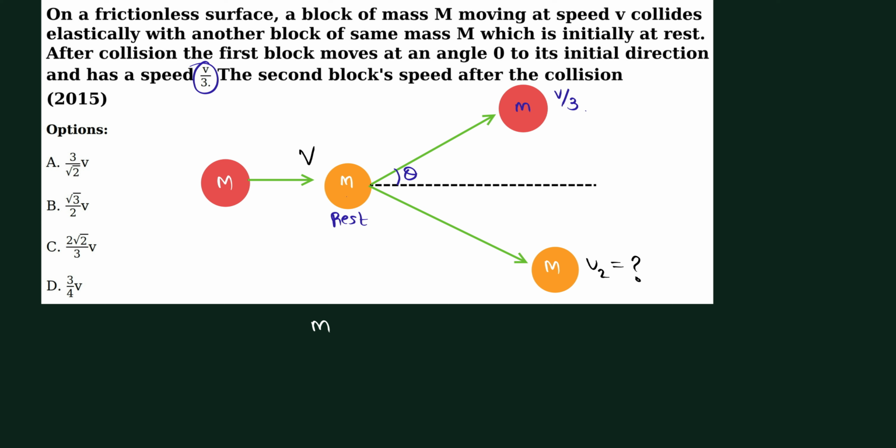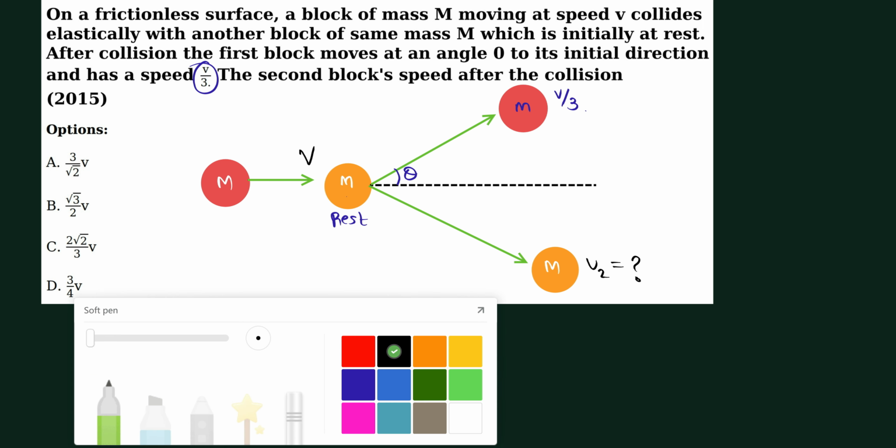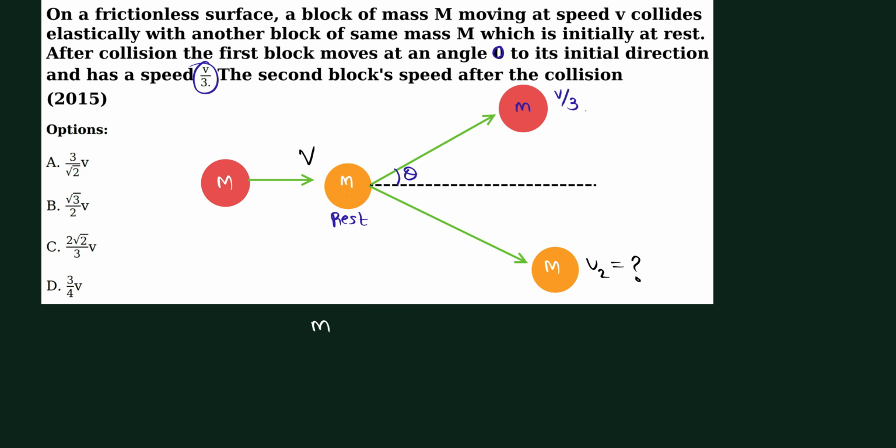On a frictionless surface, a block of mass M moving at a speed V collides elastically with another block of same mass M which is initially at rest. After collision, the first block moves with an angle theta to its initial direction and has a speed of V by 3. The second block speed after the collision is?